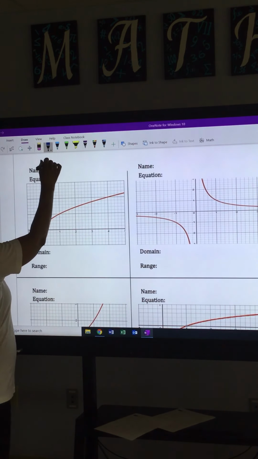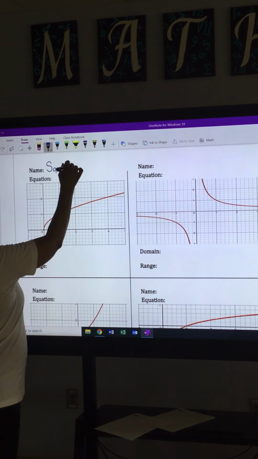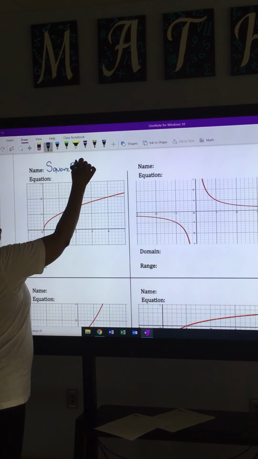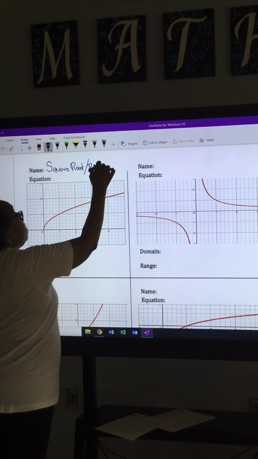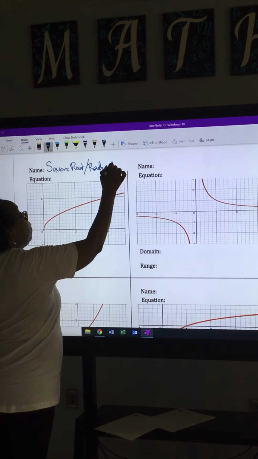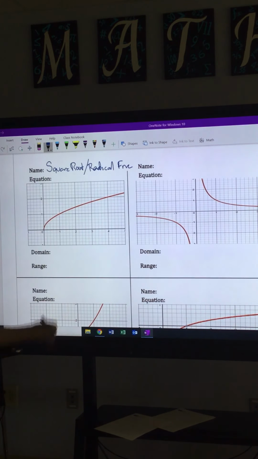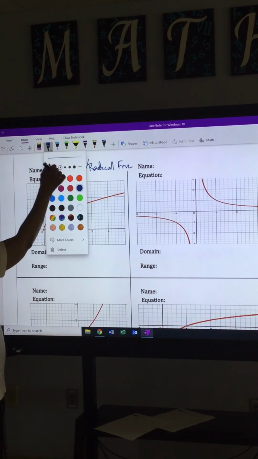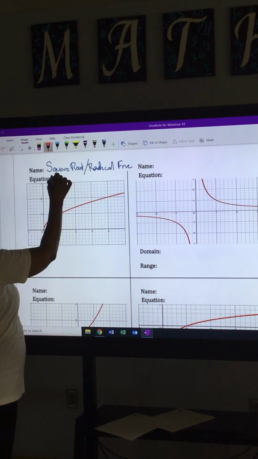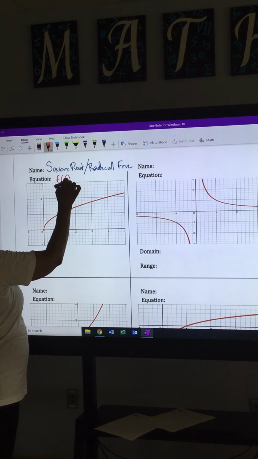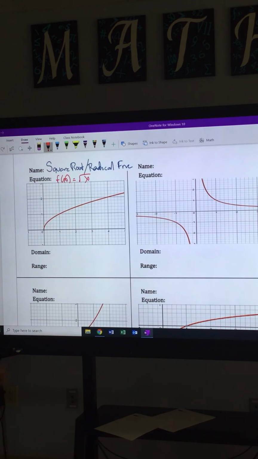A square root or a radical function. Okay? The equation for a square root function is f of x equals the square root of x. Okay? Let's take a look.